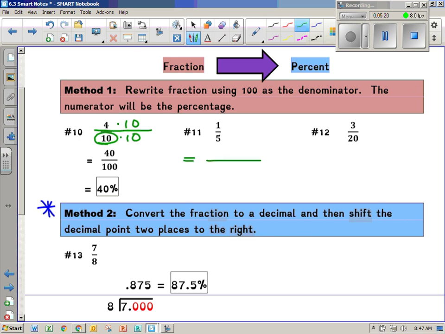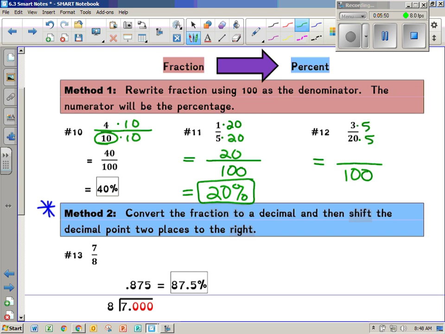So you can see here, if we multiplied the denominator by 20, we'd get 100. So multiply the numerator by 20 as well, and that is 20%. Remember, percent means out of 100 or per 100. So if you want to try number 12 on your own for a minute, you can do that, and then just pause the video and pick back up. But 20 is a factor of 100, so I'd have to multiply numerator and denominator by 5. You might want to use parentheses instead of the dot there. That's a little confusing. So that equals 15%. So that's pretty simple.